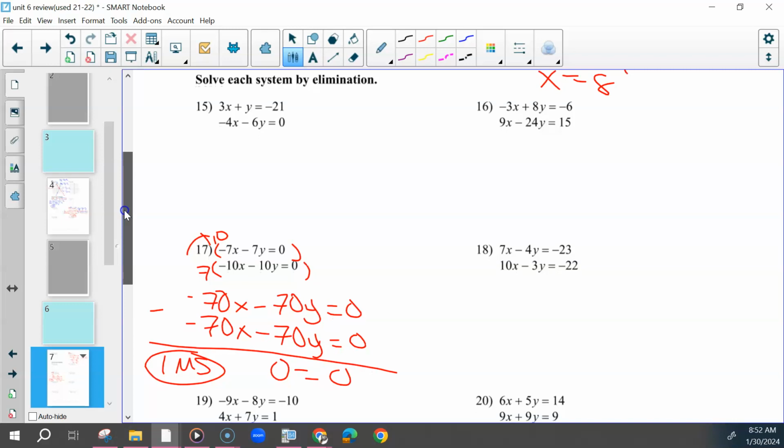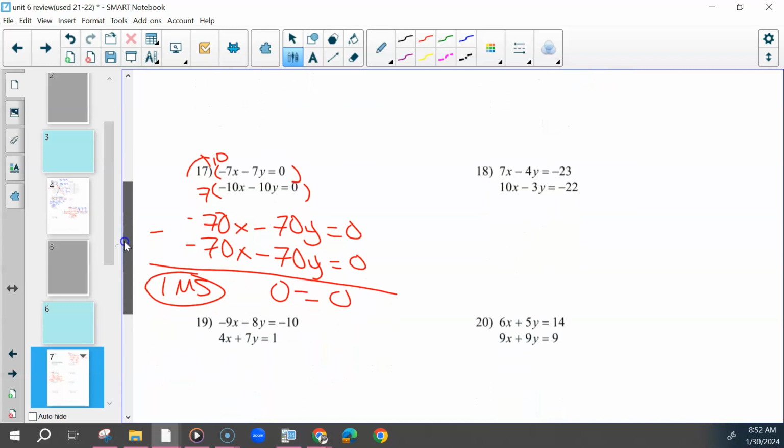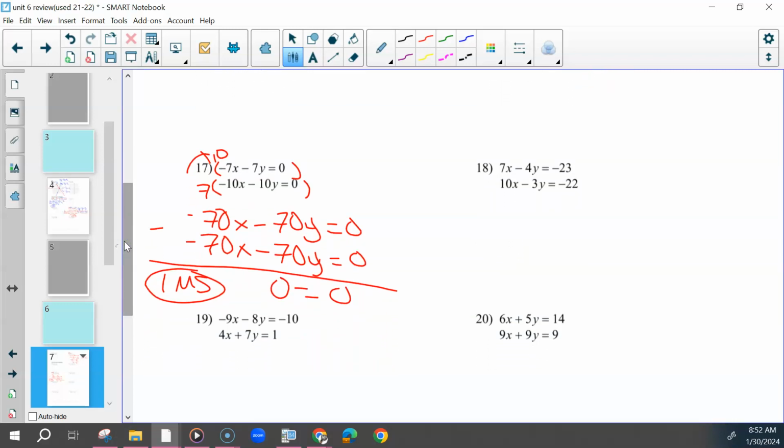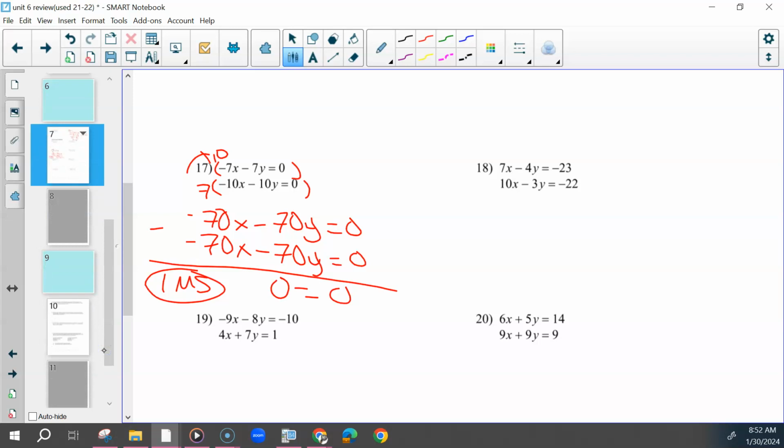Most of these questions are similar where you either have to multiply one or both to get them to be the same. Did we have any other general elimination questions before we move on to word problems? Okay, questions on word problems?